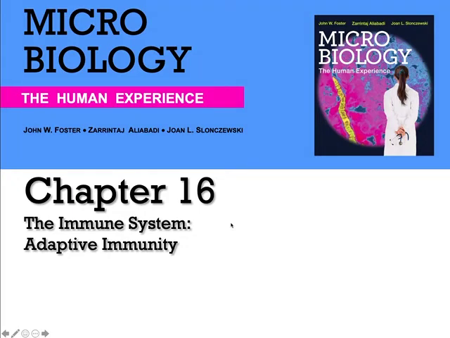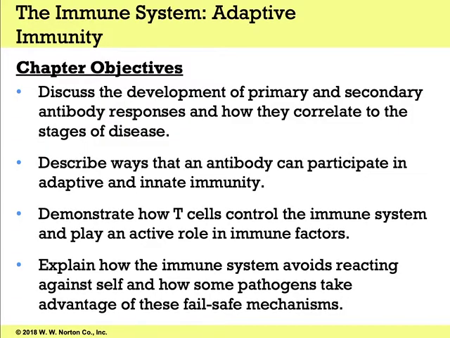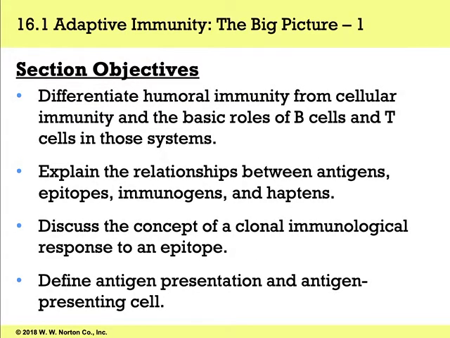Okay, we're going to look a little bit more deeply at adaptive immunity in Chapter 16. We'll talk about primary and secondary antibody responses to infection and how this tracks to stages of disease. We'll talk about ways an antibody can participate in adaptive and innate immunity. Talk about how T cells work within the context of our humoral immunity and our cell-mediated immunity, and how the immune system avoids self-reactivity and how some pathogens take advantage of these mechanisms.